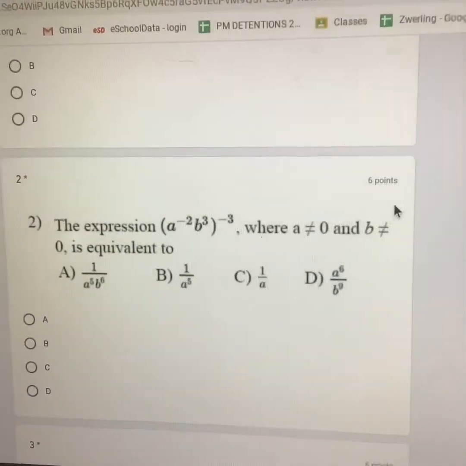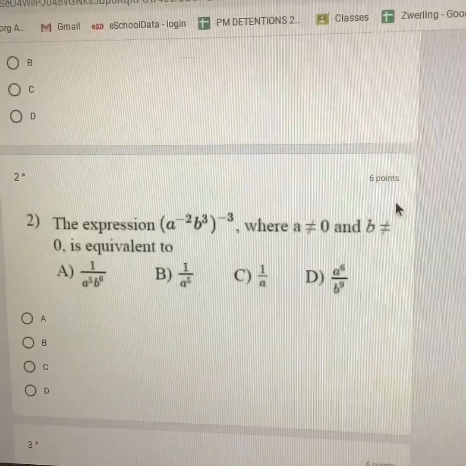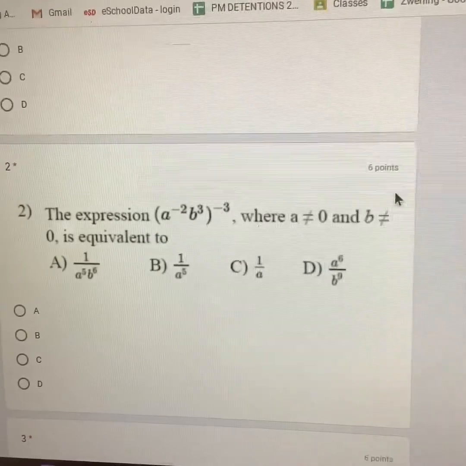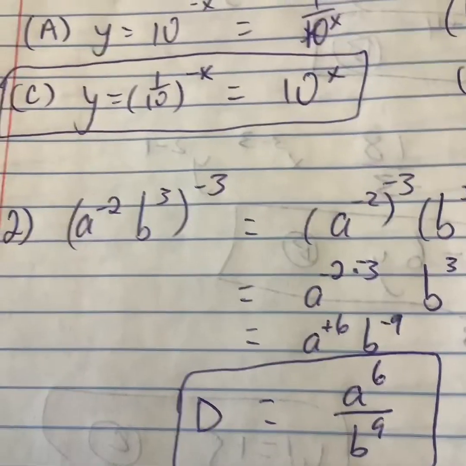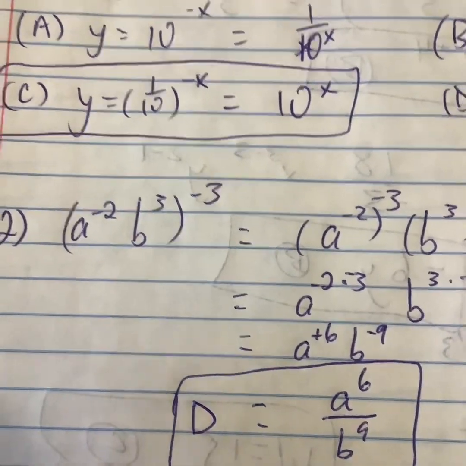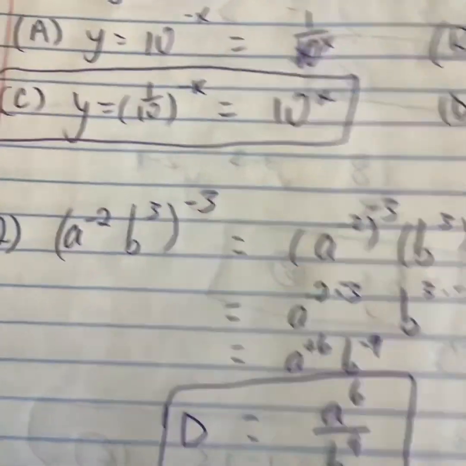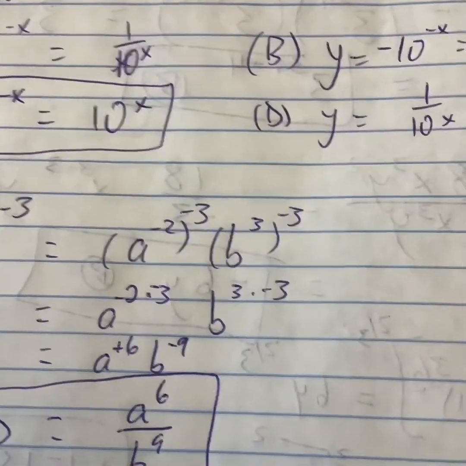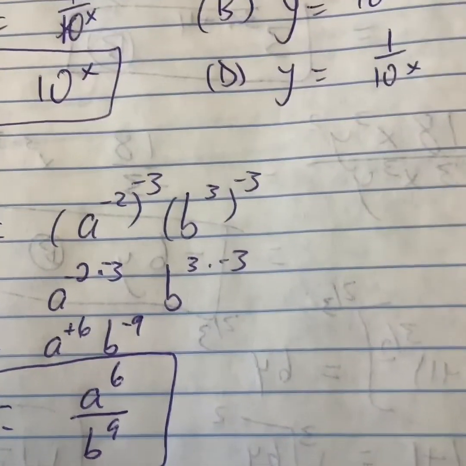Question 2 says the expression a to the negative second power b cubed, all raised to the negative third power, where a is not equal to 0 and b is not equal to 0, is equivalent to what? So our expanded power rule is everything inside gets raised to the power of negative 3. So we get a to the negative second power raised to the negative third power, b to the third power to the negative third power.